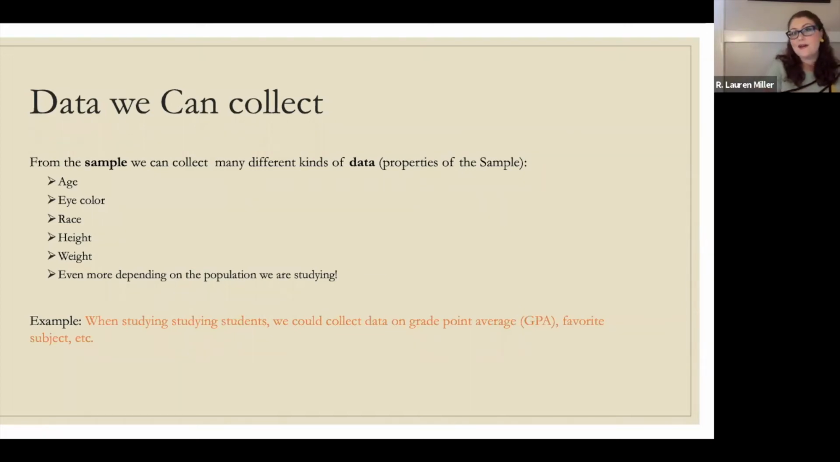So let's talk about the types of data we can collect. From a sample, depending upon what that sample is, if it's people, plants, businesses, we can collect many, many different types of data. So let's say for right now we're studying people. Here are some different types of data we can collect.